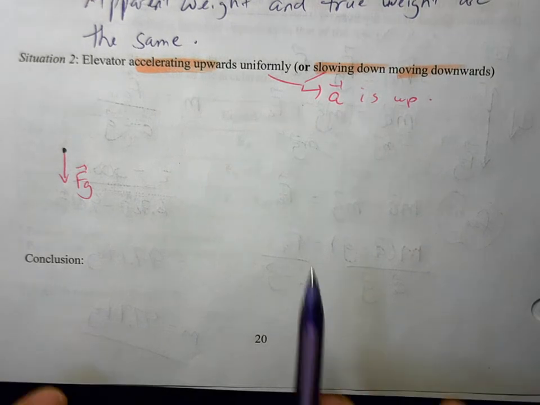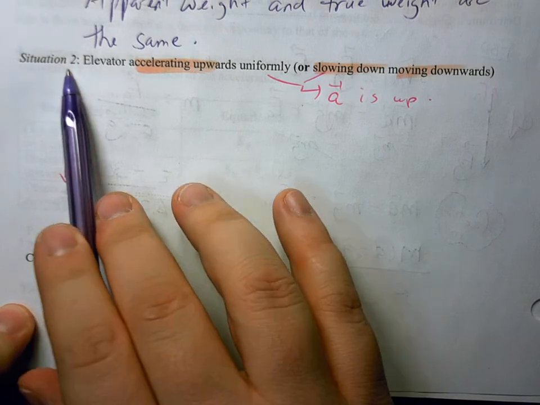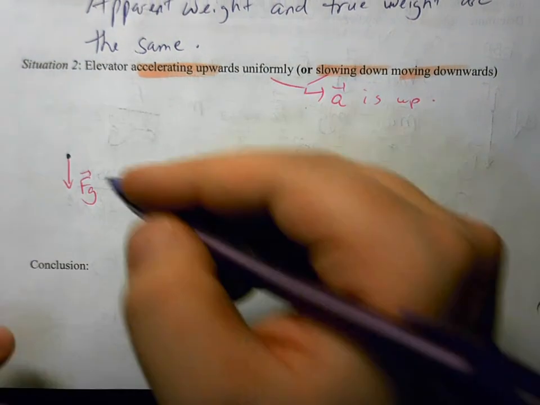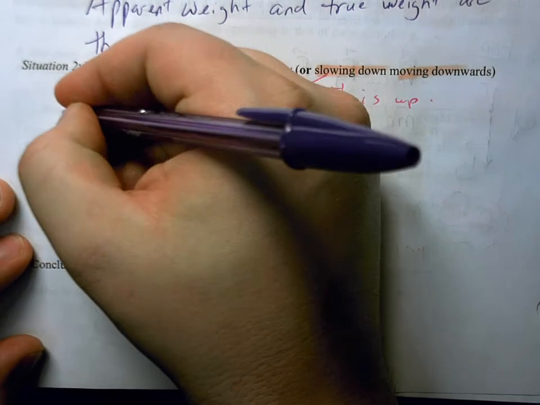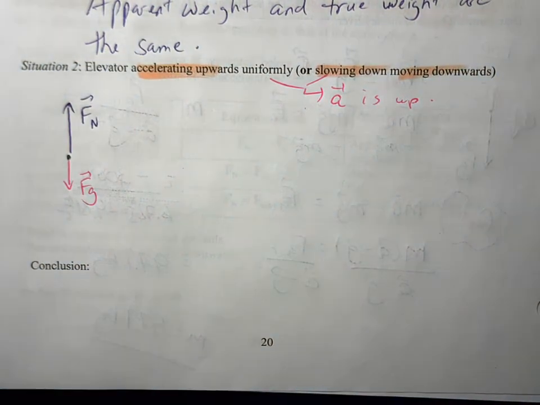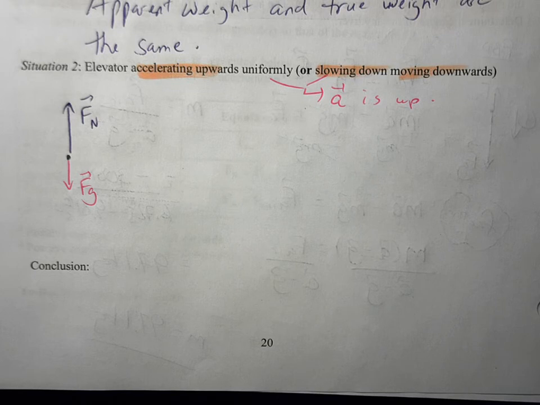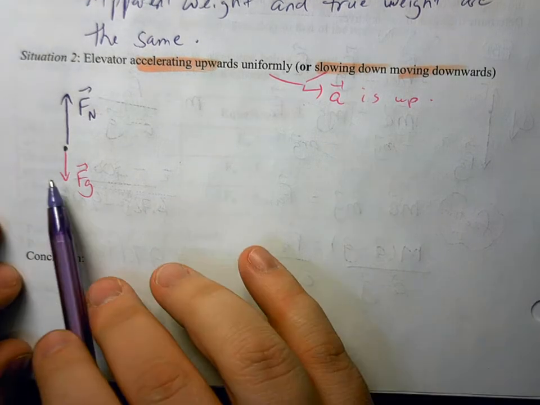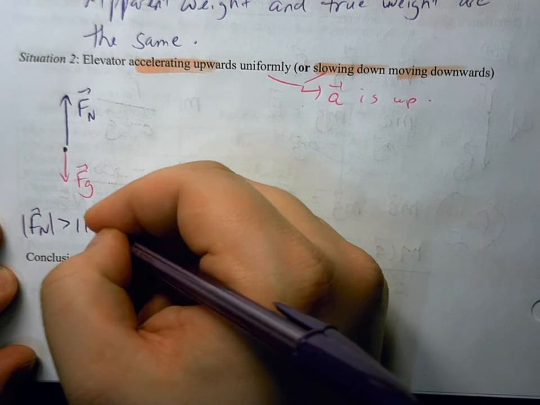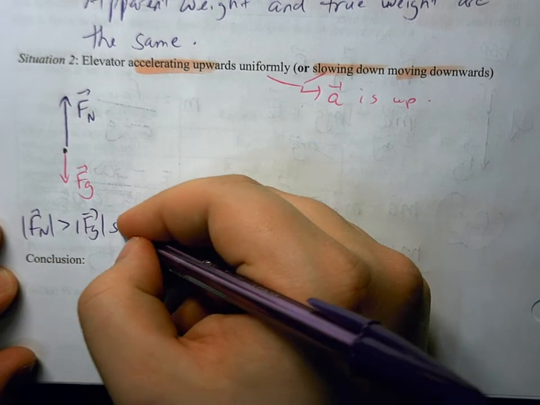What this tells me is that if my acceleration is up, my net force also needs to be up. So that force going up must be greater than that force going down. Otherwise, we wouldn't have the acceleration directed up. So this normal force for this person standing on the elevator, we're going to direct that upwards. So again, the magnitude of Fn is greater than the magnitude of Fg, since a is up.